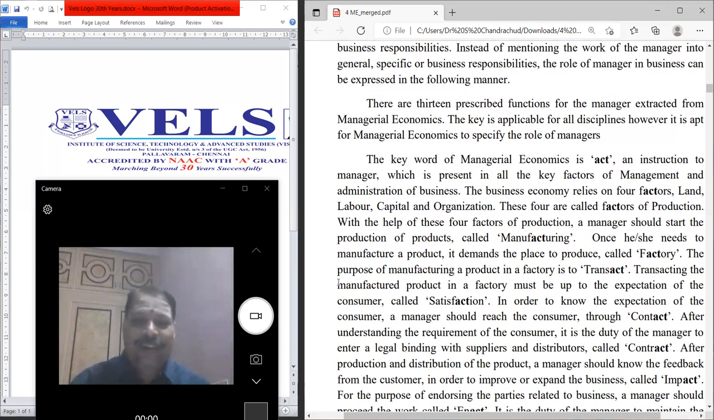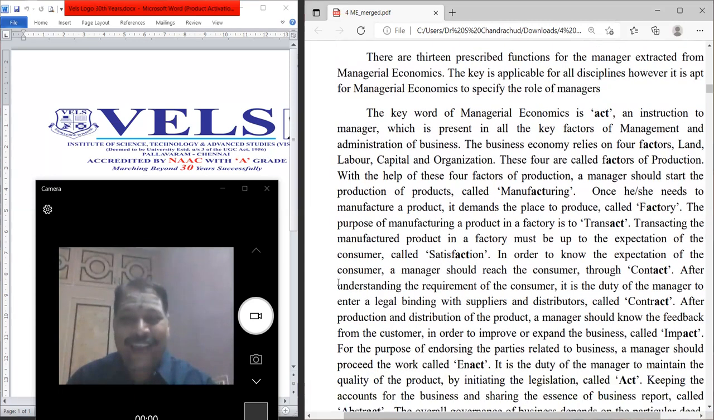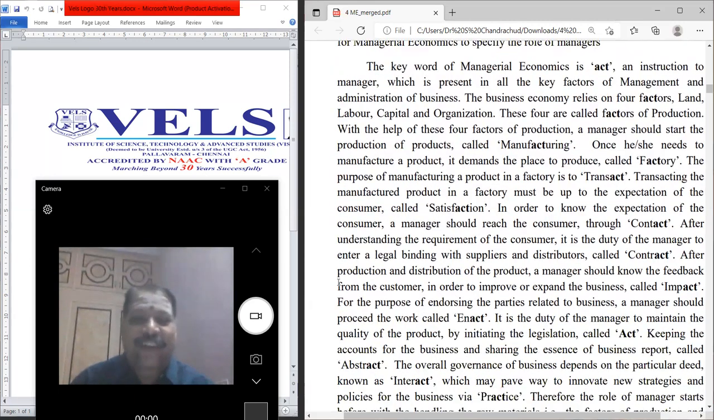In order to know the expectation of the consumer, the manager should reach the consumer. How can we reach? Through his contact. CONTACT. ACT is also there. After understanding the requirement of the consumer, it is the duty of the manager to enter into a legal binding with the supplier and the distributor, all the stakeholders. How will they have the legal binding? It is called contract. CONTRACT. Here also ACT is there.